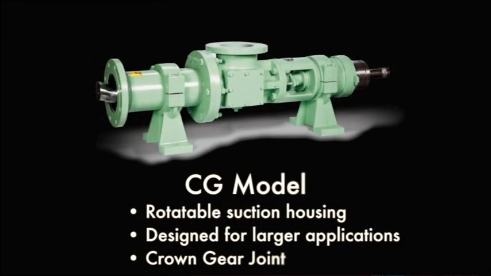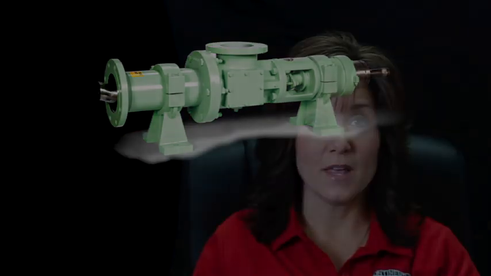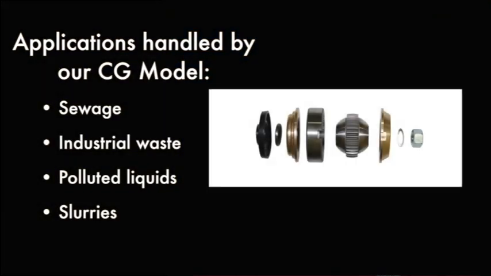Our crown gear joint pumps consist of our CG model. This model's suction housing can also be rotated from 90 degrees to 270 degrees upon request. The CG model is designed to handle the heavier applications of sewage, industrial waste, polluted liquids and slurries. Incorporated into this more rugged pump is a drivetrain using crown gear joint connections to the rotor and drive shaft.